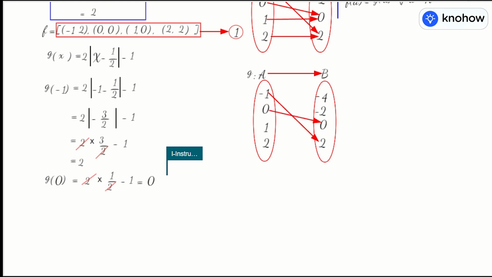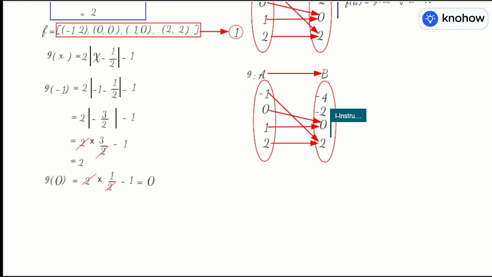Then what about the next, 1? So 1 minus half is half. Modulus of half is half. 2 into half is 1. And 1 minus 1 is 0. So you find that the g image of 1 is also 0. Then 2. 2 minus half is 3/2. Modulus of 3/2 is 3/2. 2 into 3/2 is 3. 3 minus 1 is 2. So 2 corresponds to 2.